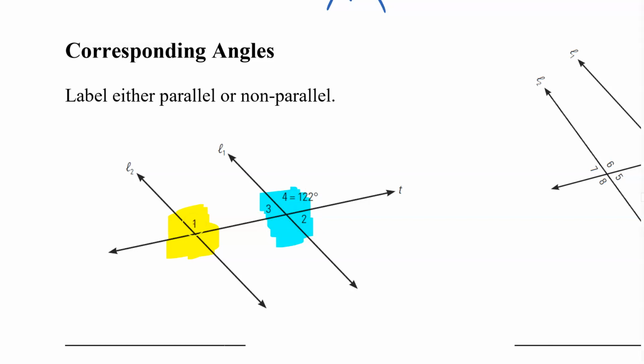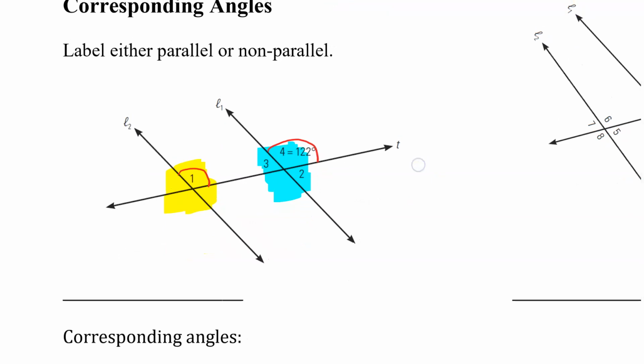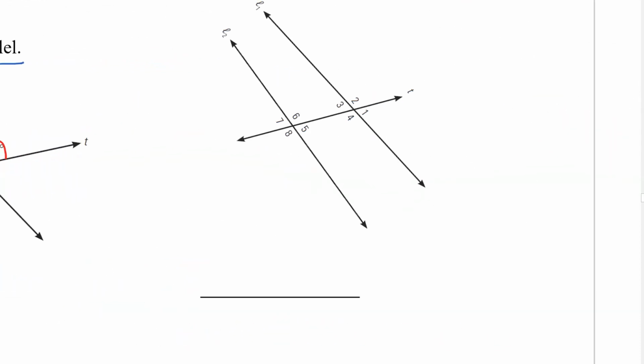And so angle 1 occupies that spot in the yellow intersection. Which angle occupies the same spot in the blue intersection? It's angle 4. Okay, so those two are corresponding. So I could write here, oh, actually I kind of jumped the gun here a little bit. It says label either parallel or non-parallel. So I think these two lines are parallel. Just looking at L1 and L2, it looks like they're going the same direction. If I look at the other one over here, those do not look parallel because they're not quite the same direction.